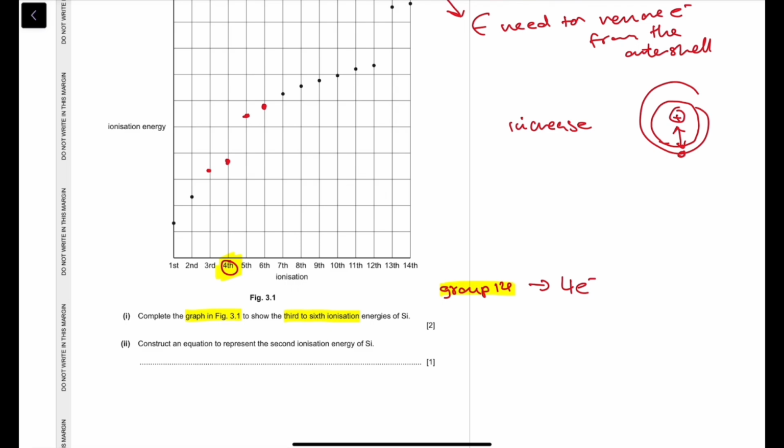Construct an equation to represent the second ionization energy of silicon. So if it's a second ionization energy, then it must already have a +1 charge. It must be in the gaseous state to form Si2+ in the gaseous state plus an electron.